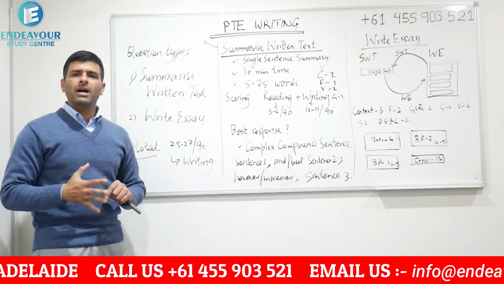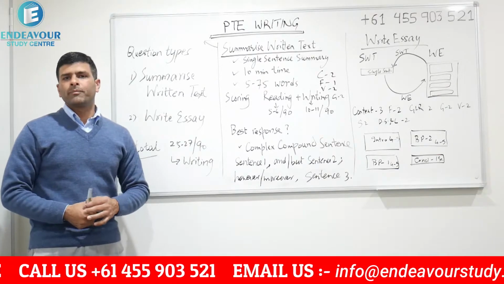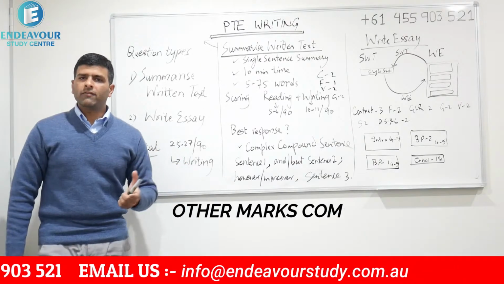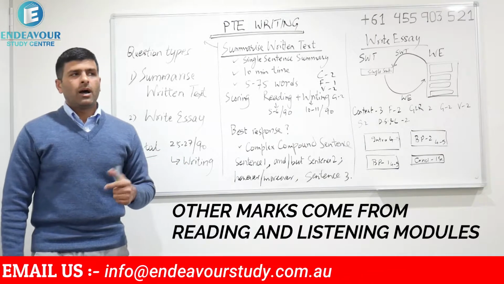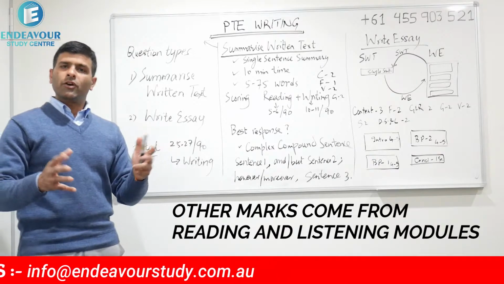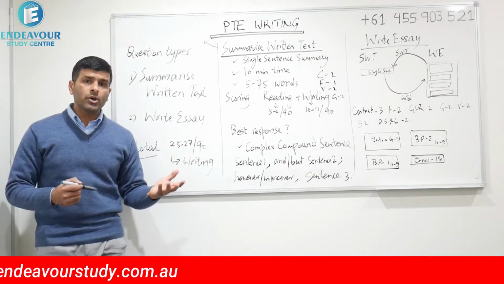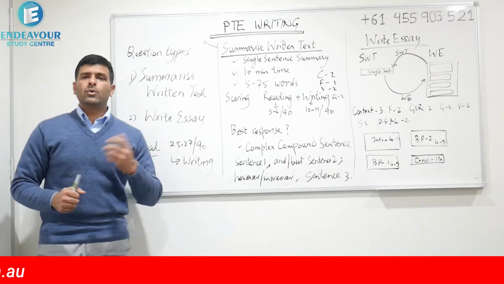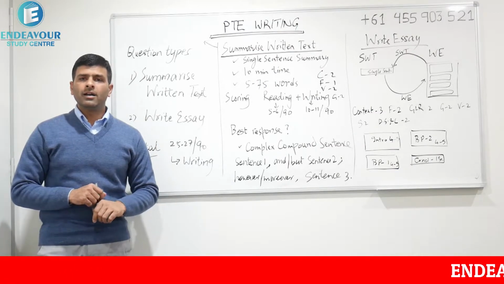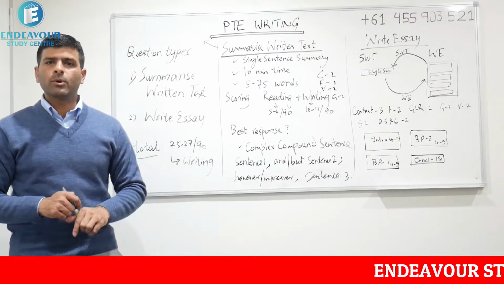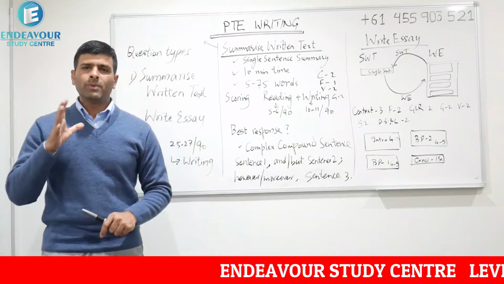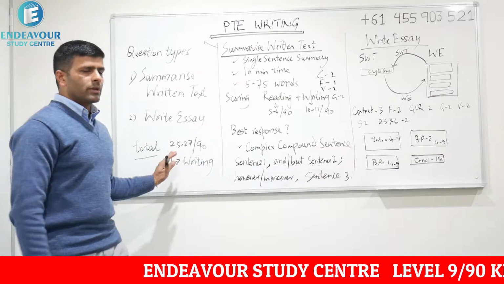And then the rest of the marks in the writing module come from all other question types, such as reading and writing fill in the blanks in the reading module. Then you have a major chunk of writing score coming from your listening module. The main question types in the listening module that contribute a score towards your writing are write from dictation, summarize spoken text, and listening fill in the blanks. So it's really important to master all of those to get a good score in writing.